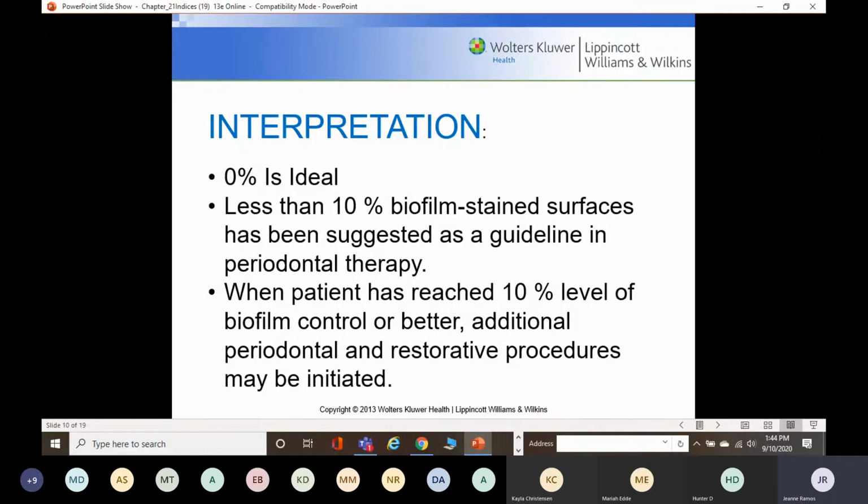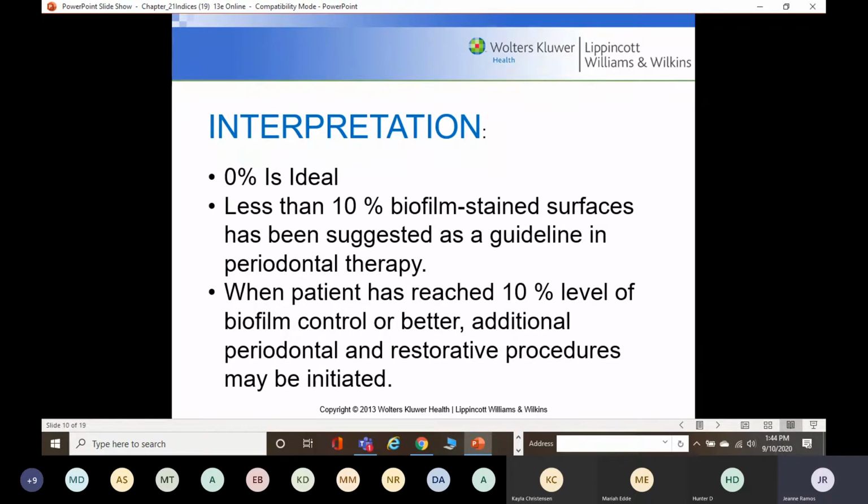Obviously, telling a patient they have 0% plaque would be ideal. Less than 10% biofilm-stained surfaces has been suggested as a guideline of perio therapy. So when they want a perio patient to always try to remain at less than 10% biofilm on their teeth. When the patient has reached the 10% level of biofilm control or better, additional perio and restorative procedures may be initiated.